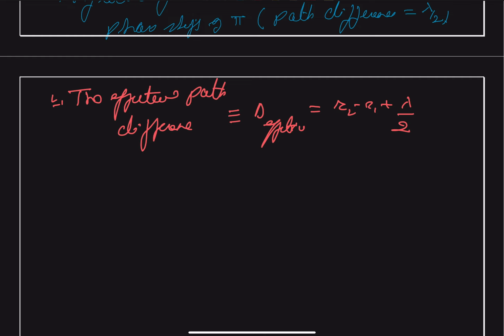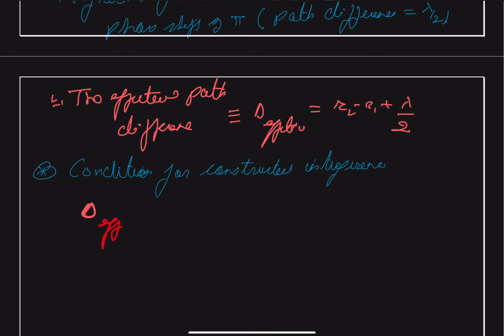Now we have to find out the condition for constructive interference, that is our bright fringe. Delta effective, that is the path difference, should be an integral multiple of lambda, and we can substitute it and we get that R2 minus R1 will be equal to (m minus 1 by 2) multiplied by lambda.